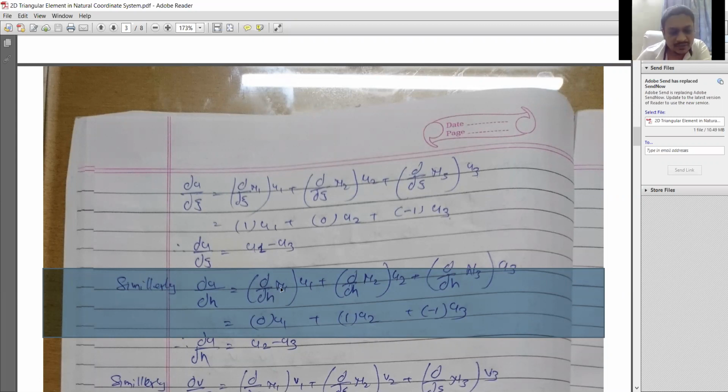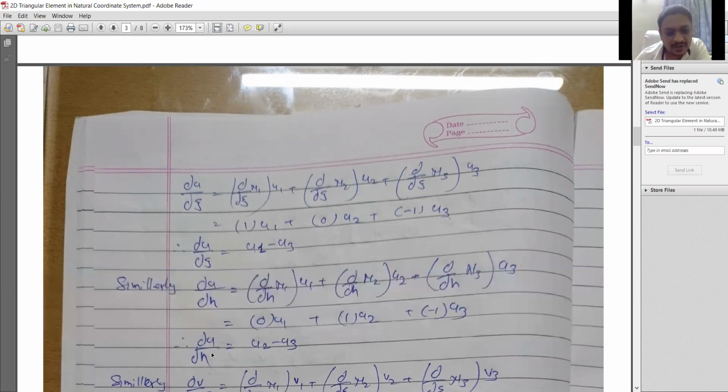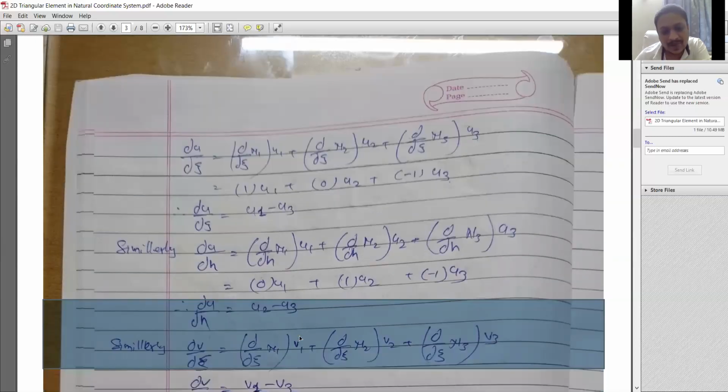We have already calculated the derivatives of n1, n2, n3 with respect to eta earlier. So the n1 value is xi, so its derivative with eta will be 0. The n2 value is eta, so its derivative with respect to eta will be 1, and your n3 value is 1 minus xi minus eta. So if you go for its derivative with eta, it comes out to be minus 1. So finally your du by d eta will become u2 minus u3.